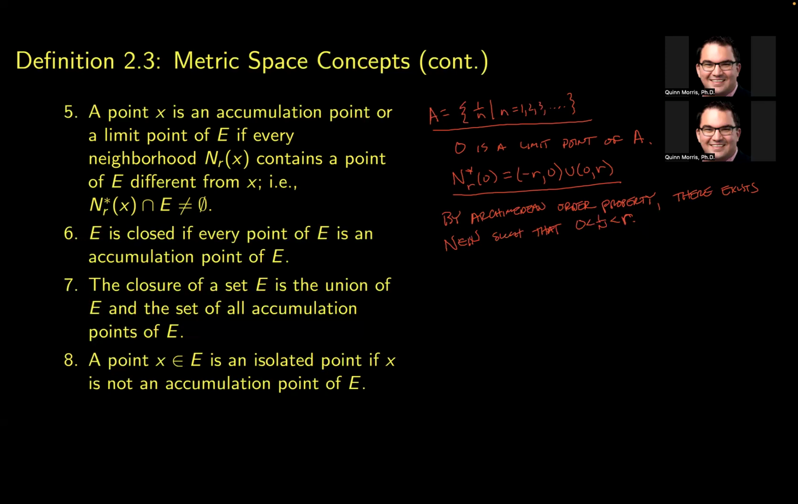Okay. So what does that mean? So 1 over N, well, N is a natural number, so 1 over N is in A, since N is a natural number, and 1 over N is also in the deleted neighborhood of radius r around 0, since it's between 0 and r. Okay. And right, we've done this for an arbitrary r.